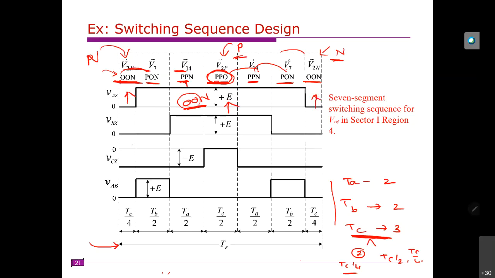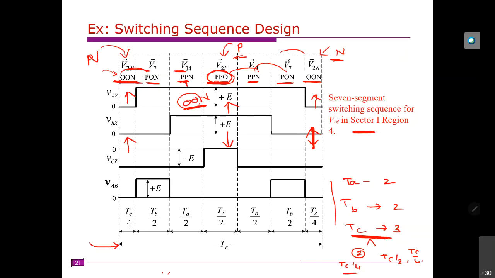If we use P type, in this case it is decreasing, and here it is increasing again, right? That means the balance can be achieved. So we can achieve some balance, right? So this is one example of a switching sequence. We have N type, we have several types, but this is usually followed. So this is the 7-segment switching sequence.